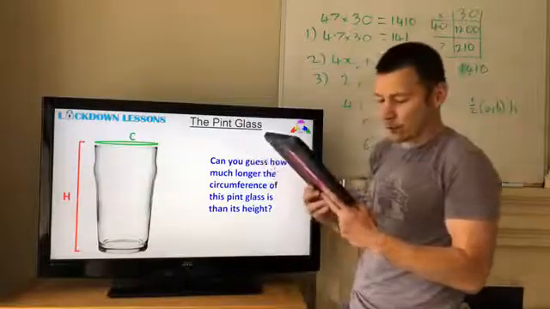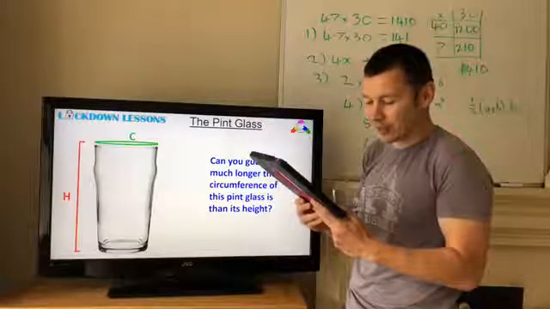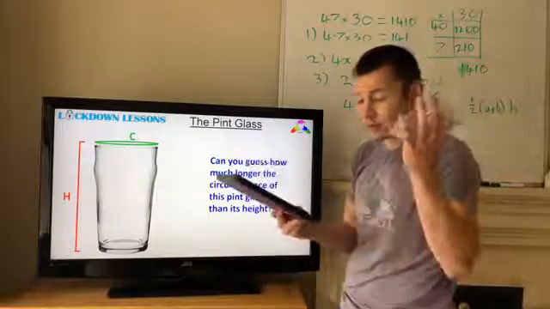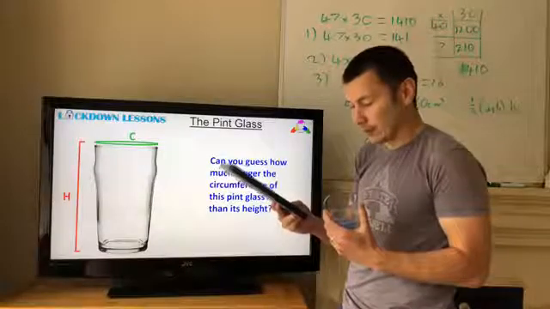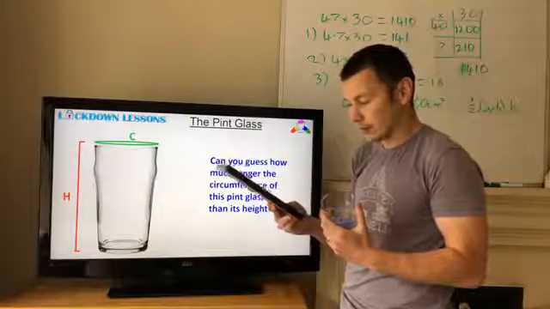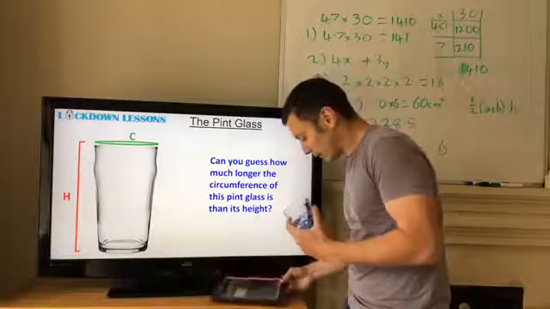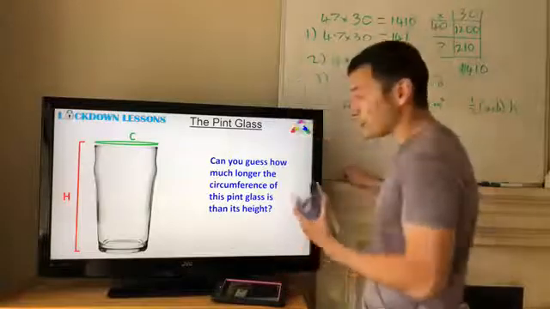1 centimetre longer, 4 to 6 centimetres. Some great estimations here. It's hard to estimate. All pint glasses are slightly different as well. The same, okay, nice. Okay, well, let's measure and see.